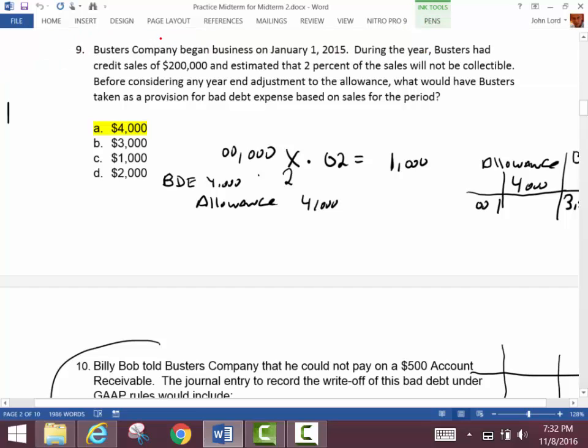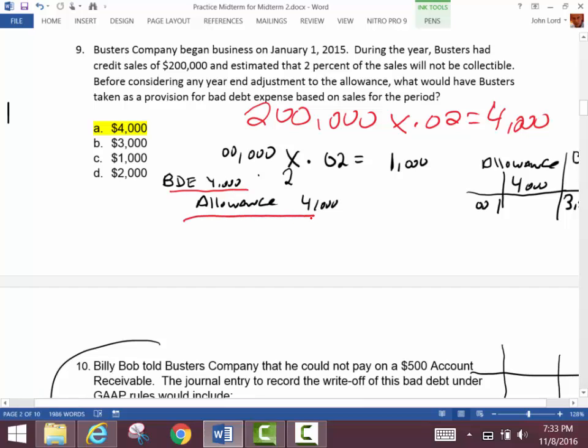So, Buster's Company began business January 1st, 2015. During the year, Buster's had credit sales of $200,000 and estimated that 2% of the sales will not be collectible. Before considering any year-end adjustment to the allowance, what would Buster's have taken as a provision for bad debt expense? And so what happens? We take this 200,000 of sales, right? And we simply take 2% of that, which is $4,000. Okay, so we would do what? Debit bad debt expense 4,000, credit the allowance.